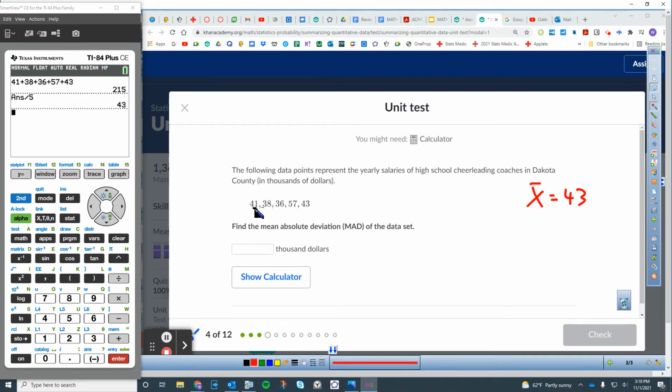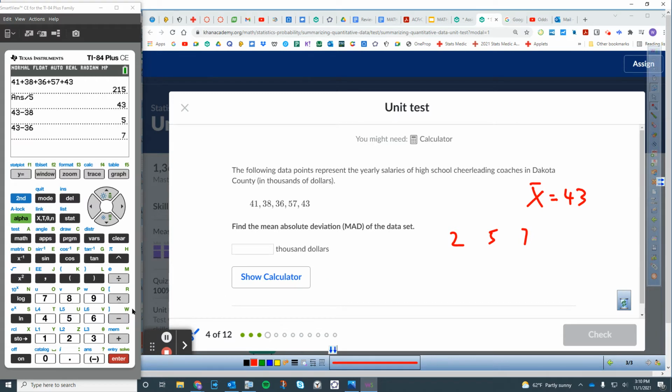Then you take the difference between 43, the mean, and the data. Now, it doesn't matter if it's 41 minus 43 or 43 minus 41, as long as you take the positive number. They want the absolute value. So if you take 43 minus 41, there'll be 2. And if you take 43 minus 38, okay, and then I have 5. And then if I have 43 minus 36, okay, I have 7.